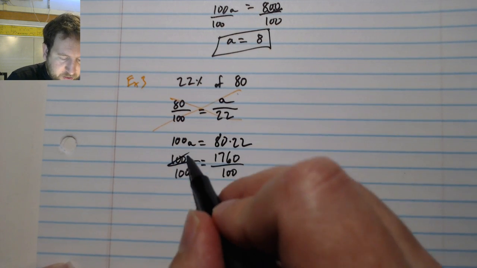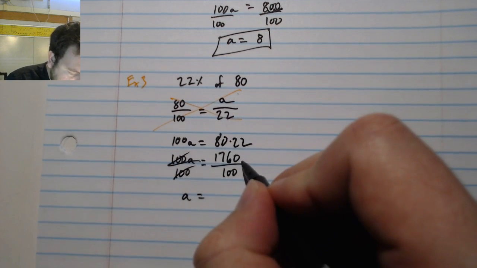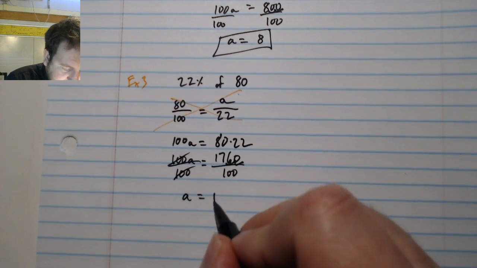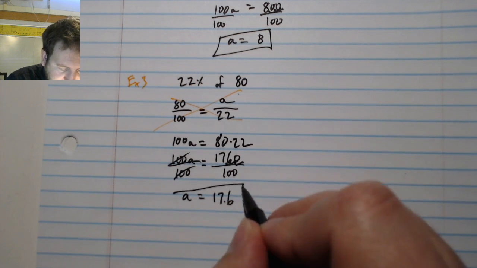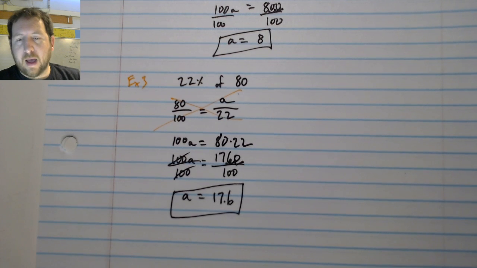To get rid of that 100, I have A equals, now again I'm going to use my trick, my decimal point 1, 2. This is going to get me 17.6 for my answer. Got it? Not too bad, and good luck.